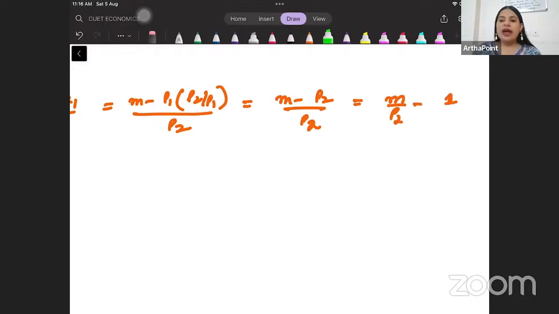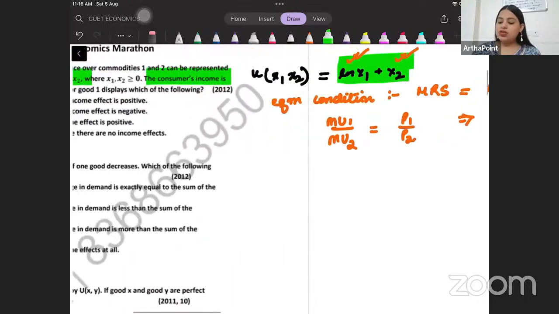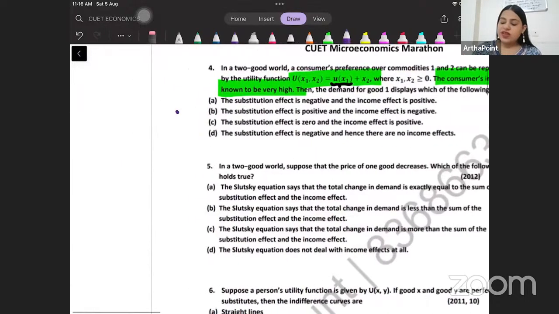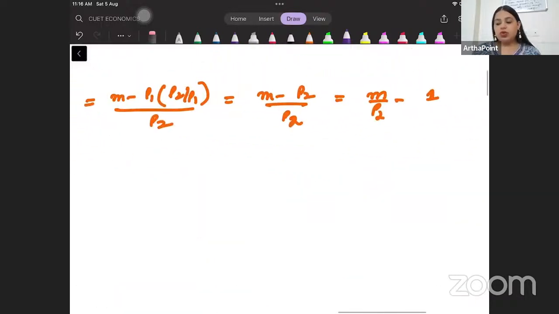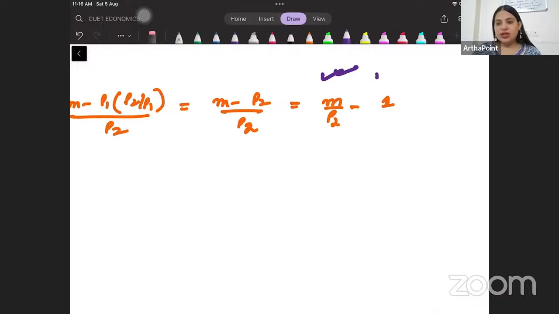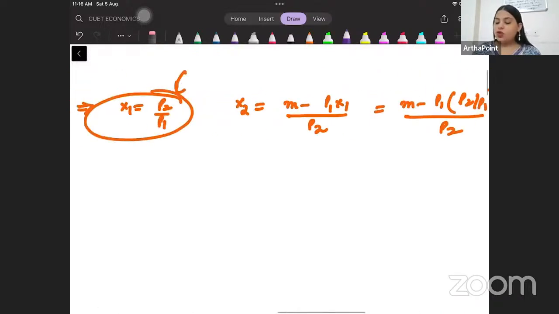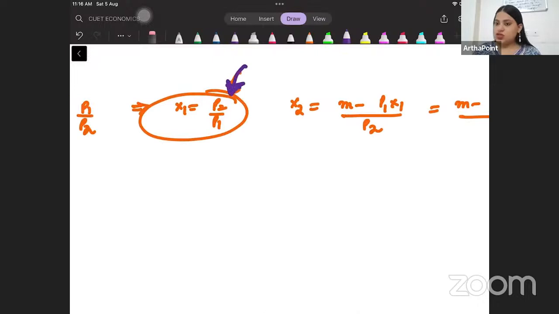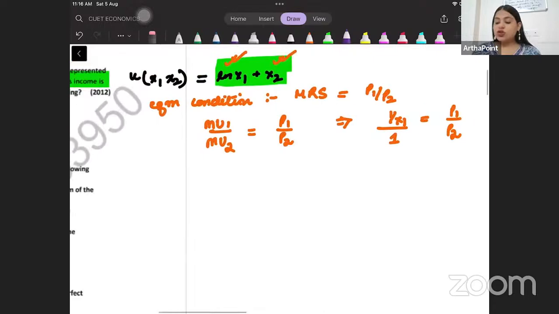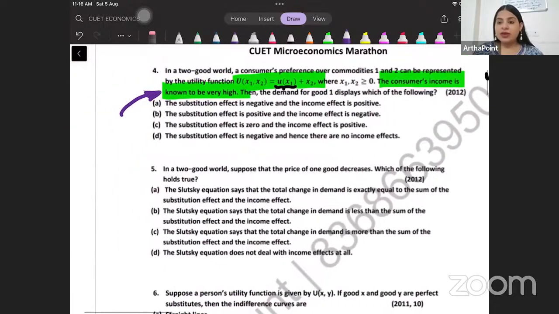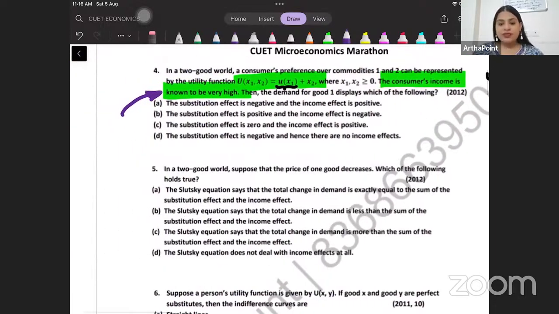So beta, note that when we talk about this question, it says income is very high. So if income is very high, you can afford good 2. You can buy as much good 2 as you need. For good 1, income is not needed at all. You just need prices. Now think about it. Good 1 is not a function of income. It is not affected by income. So if it is not affected by income, we know what is going to happen in this case? There will be no income effect for good 1.